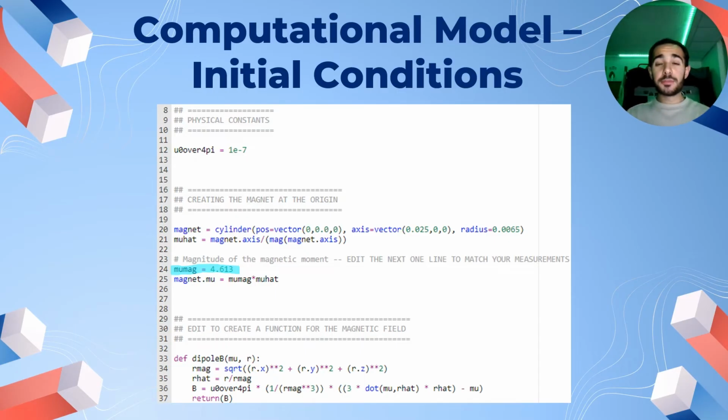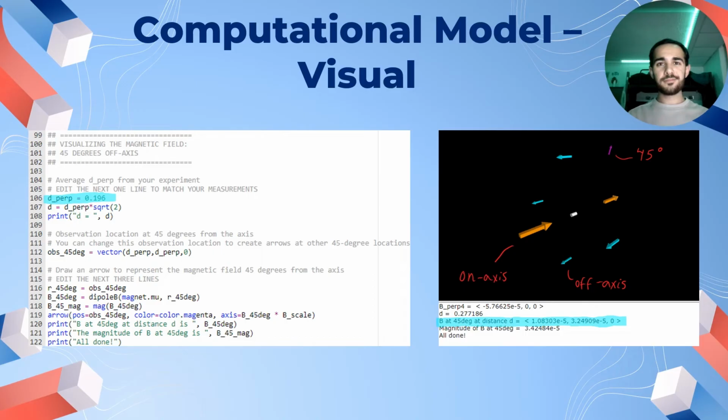Now that we got the observed data out the way, we can move on to the computational model. The first step is to create a function for the magnetic fields and to set our initial conditions, particularly the magnetic dipole moment that we found in the previous steps. Here, I coded the visual aspect of the model. To do this, I specified the magnitude and direction of 2 on-axis arrows, 4 perpendicular off-axis arrows, and 1 arrow 45 degrees from the axis.